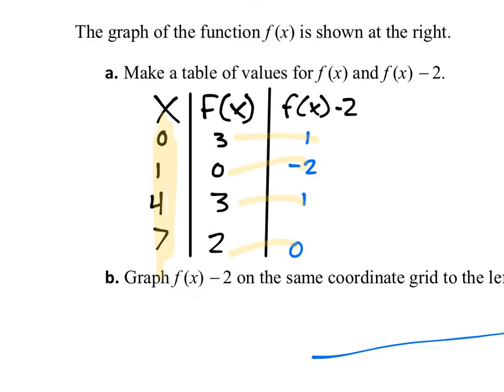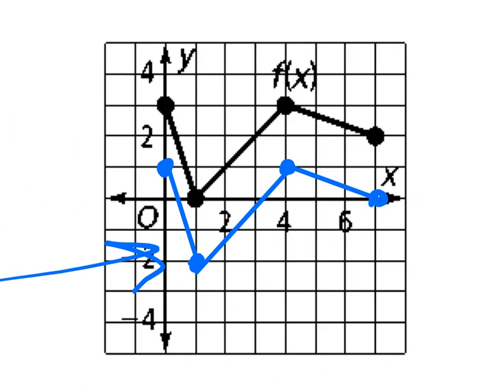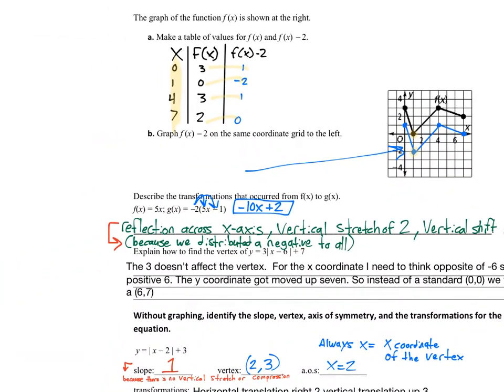Notice how all of those are shifting down 2. And so that would tell me the coordinate points of the blue, which is the exact same shape, just shifted all down 2 units. But notice how this x-coordinate and this x-coordinate is still the same. It's just that its y-coordinate has been shifted down 2 units.